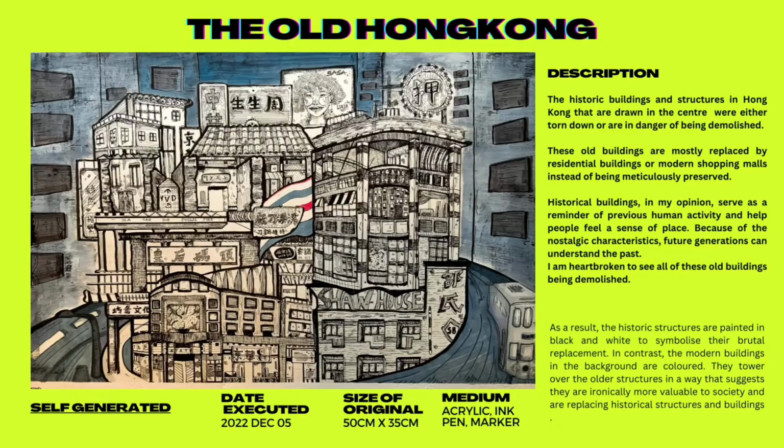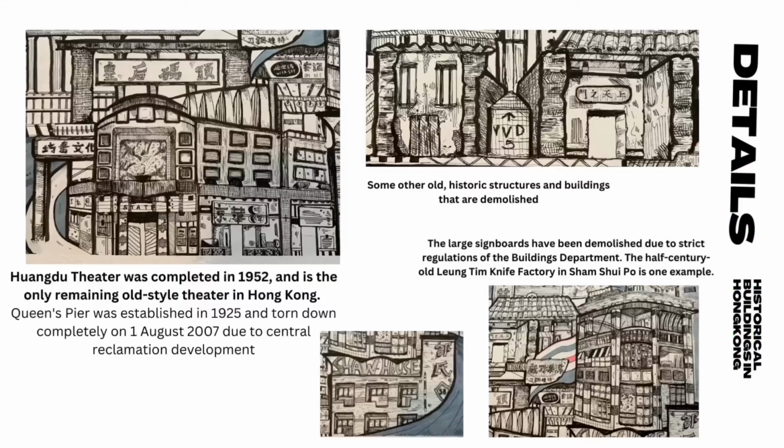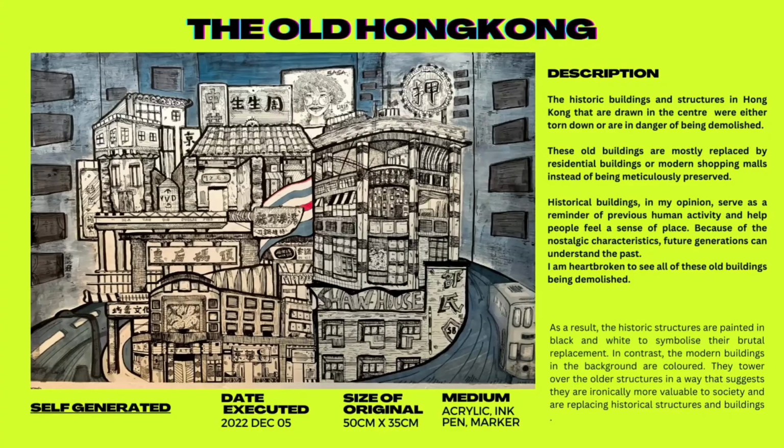What I'm trying to express here is the importance of historical buildings. The black and white buildings here are historical buildings in Hong Kong that are torn down or demolished, and they are replaced by skyscrapers or residential areas, which is the bluish part in the back. Skyscrapers are replacing the black and white historical buildings, because the skyscrapers are drawn at such a great scale compared to the black and white ones.